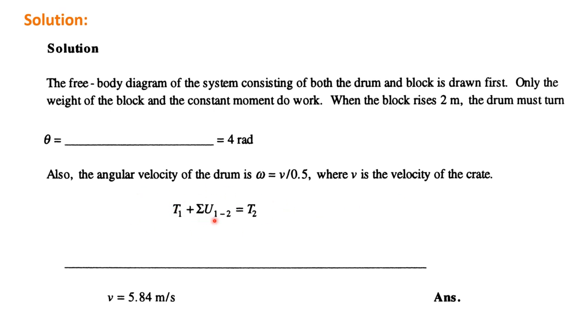And then we can apply the equation here. We can calculate the sum of the work U from 1 to 2 equals T2 minus T1, starting from rest. So obviously T1 is equal to 0. Then we find the velocity to be equal to 5.84 meters per second. Starting from rest means both the velocity and omega are equal to 0 at the beginning.